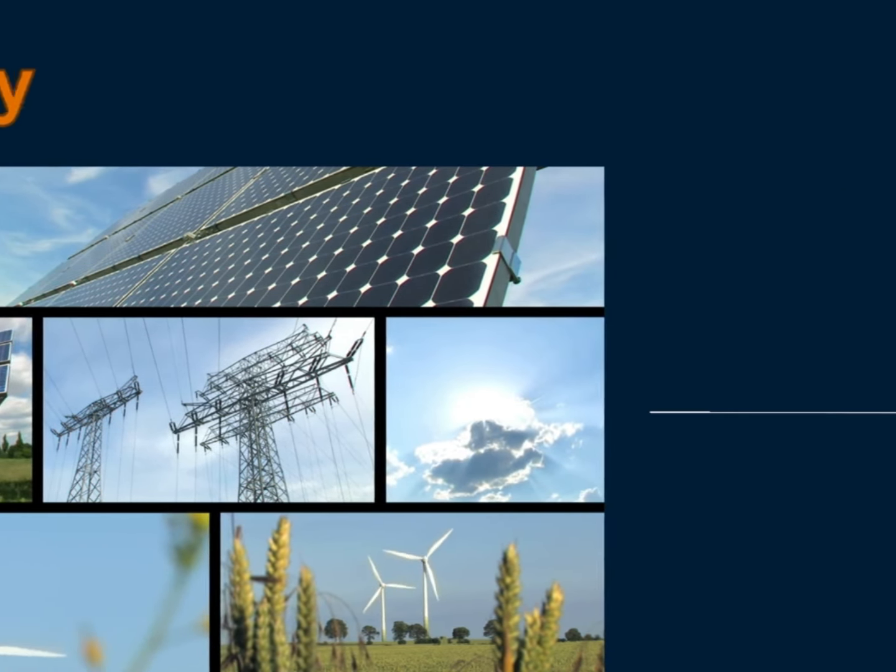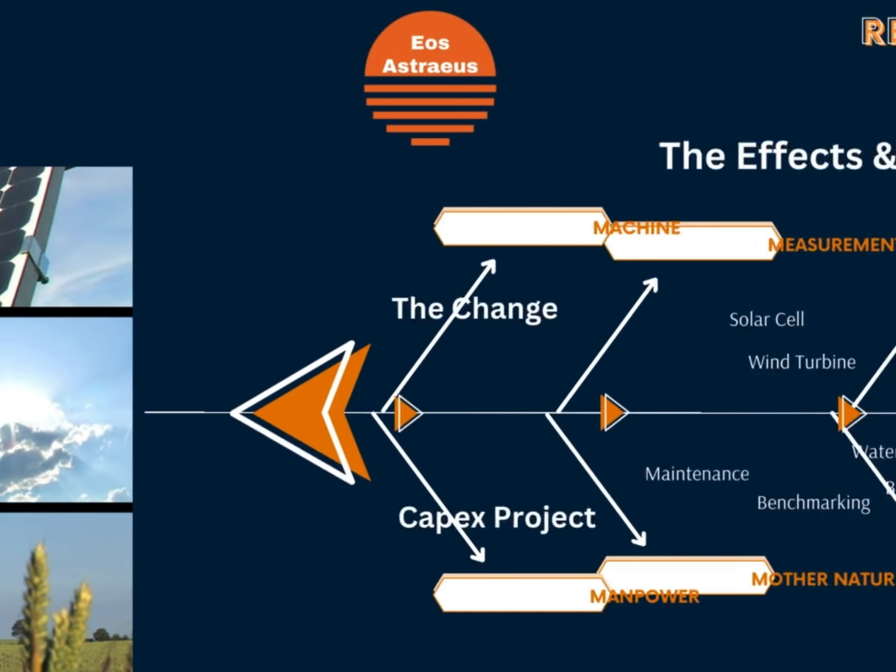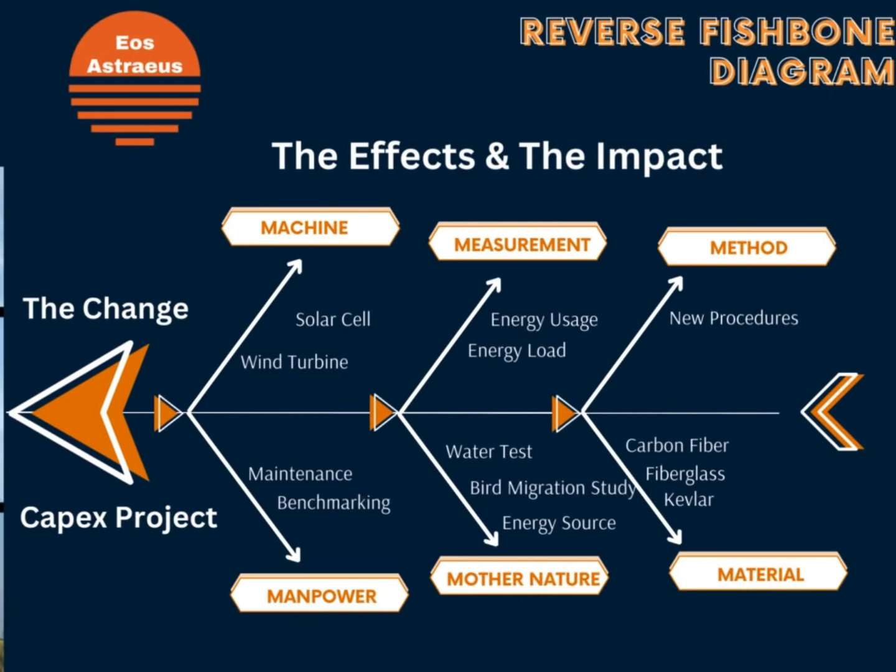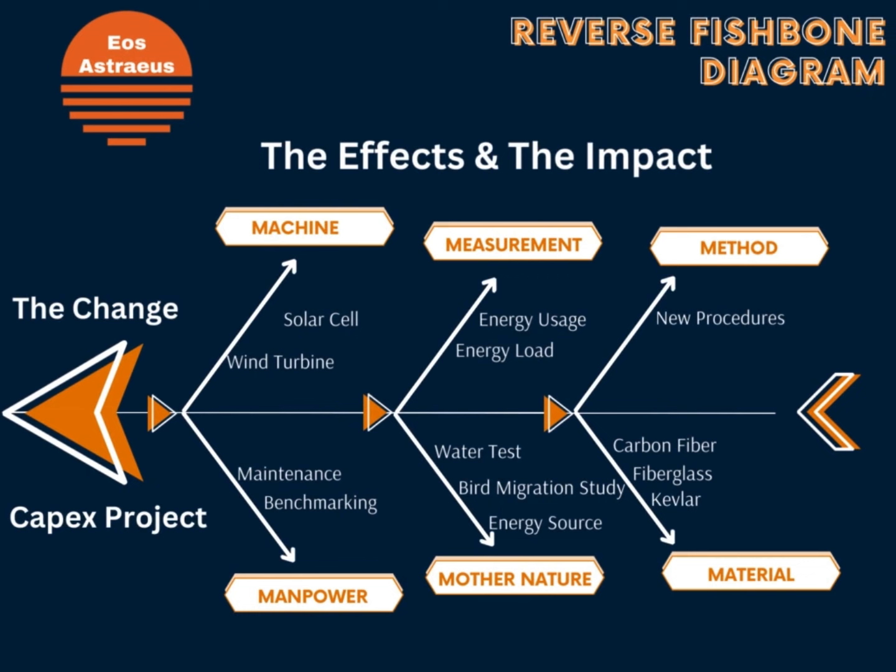Well, machines: I'm not using the old power station down the street. Now we're going to be using solar cells and wind turbines. That's a change in machinery. Manpower: the type of maintenance and the benchmarking that's going to be done. Now you're not doing benchmarking and maintenance on a power station. Now you're doing this on solar cells and wind turbines.